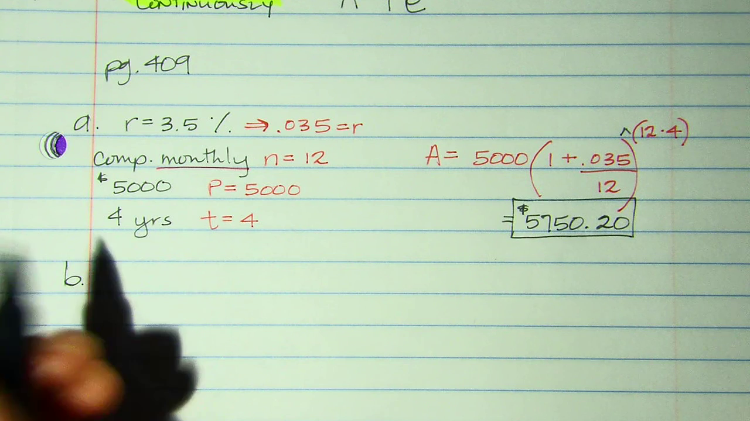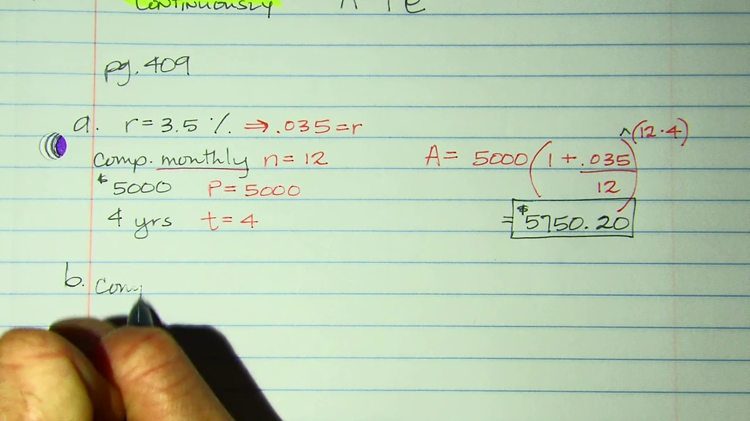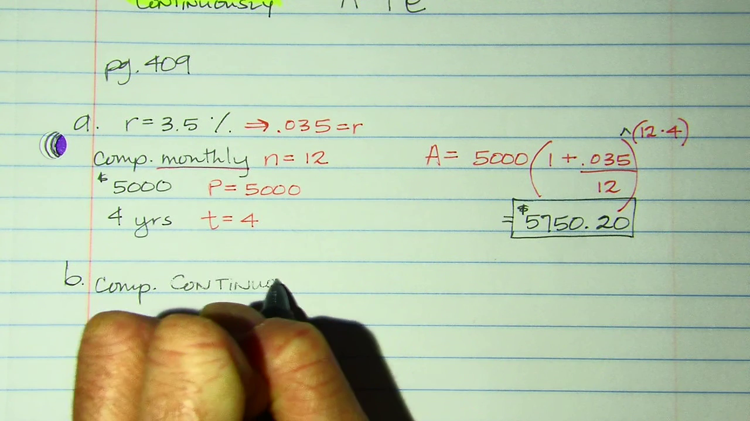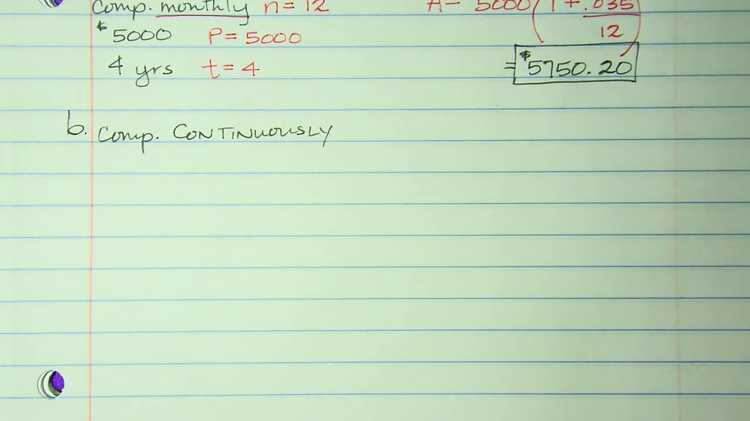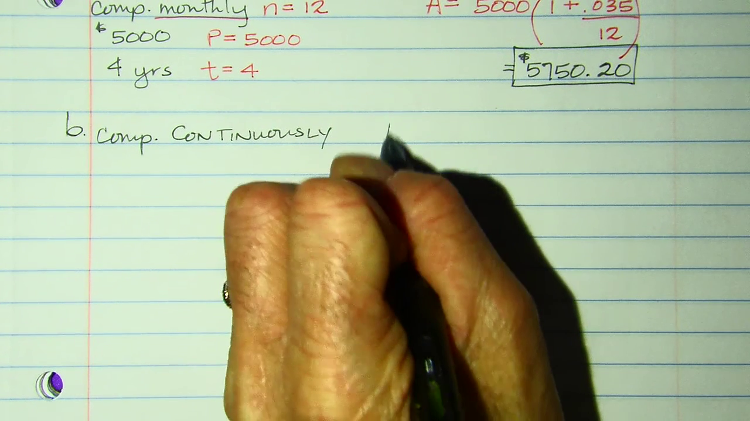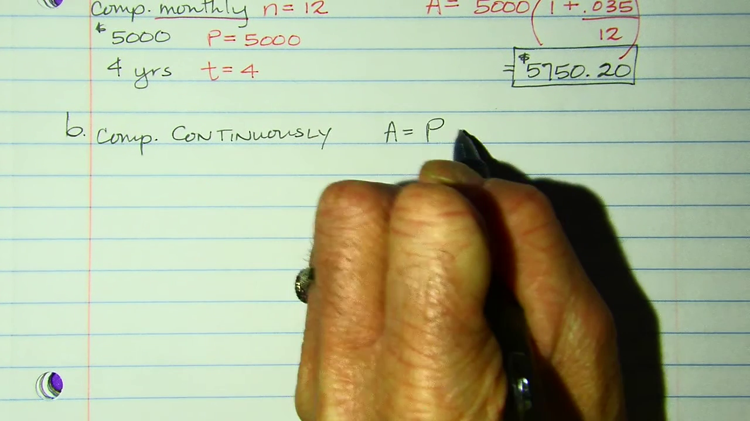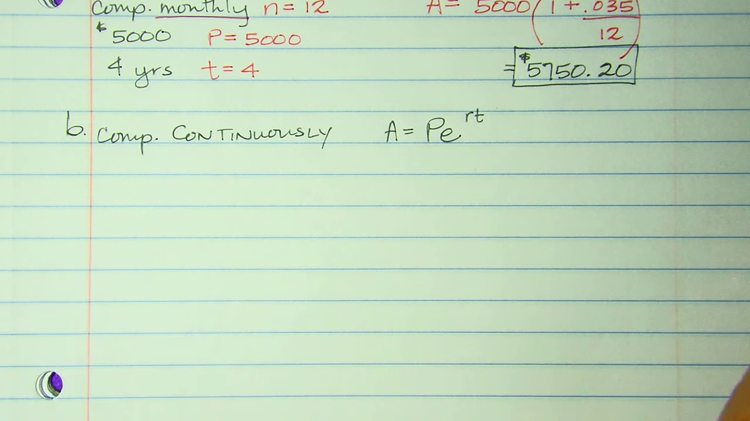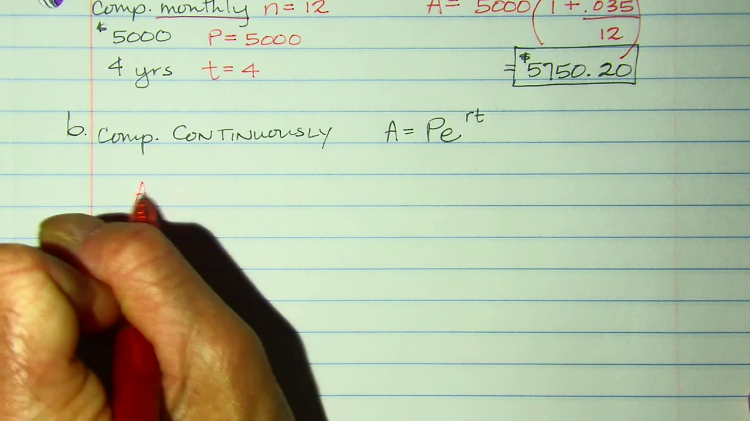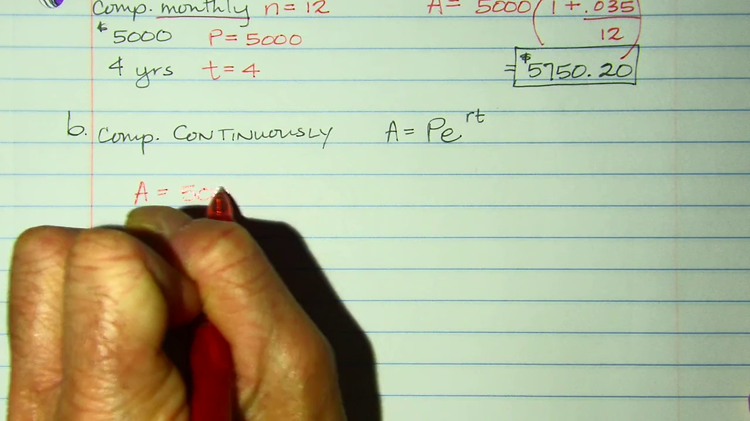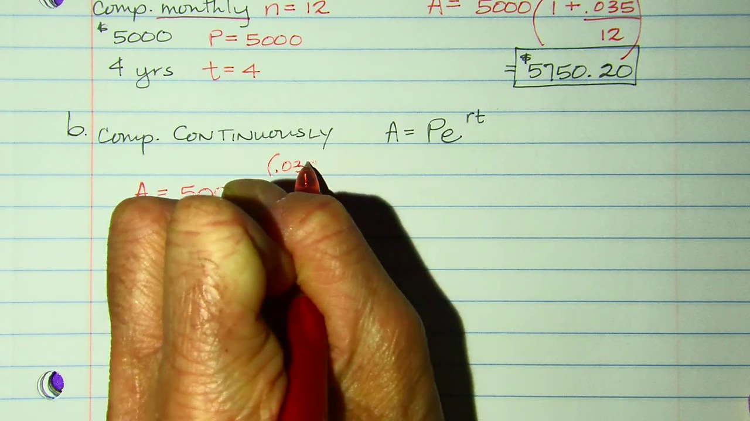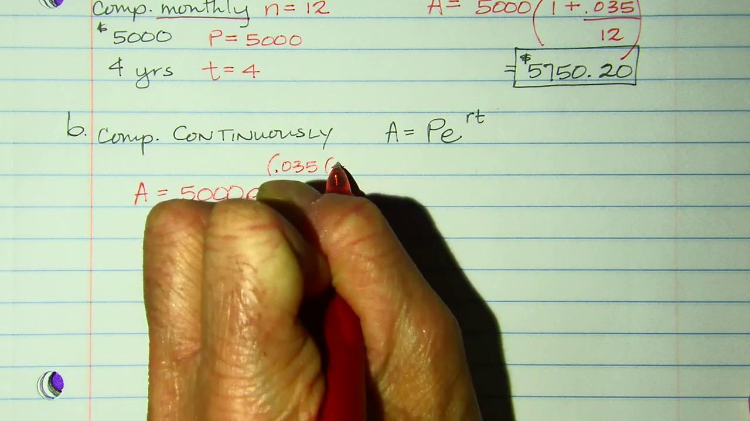The difference is it says compounded continuously. So it's the same information as above, but I'm going to be using the formula A equals P times e to the r times t. So I have 5,000, same amount, times e, but in my parentheses is my rate times 4.